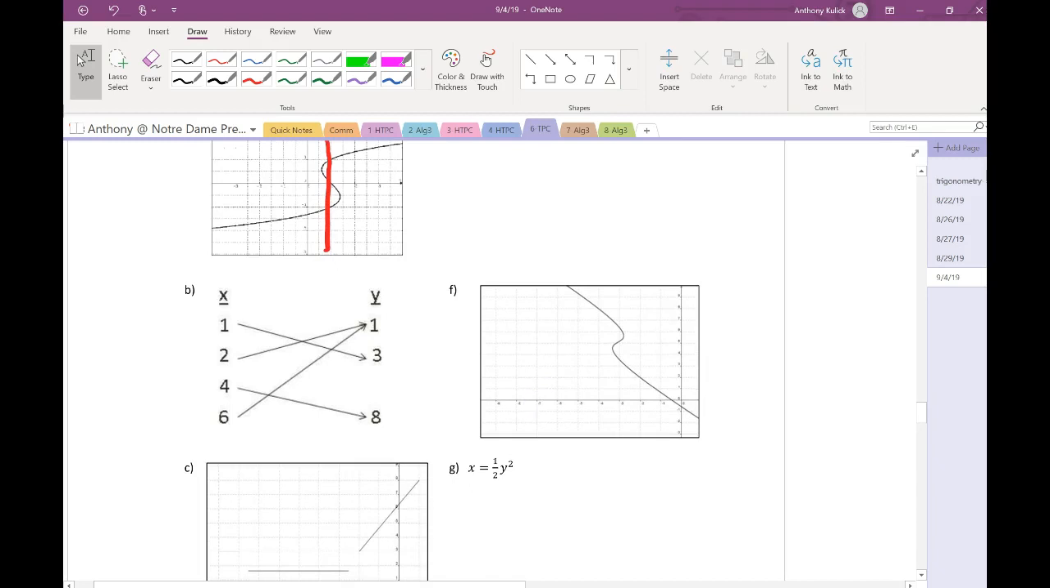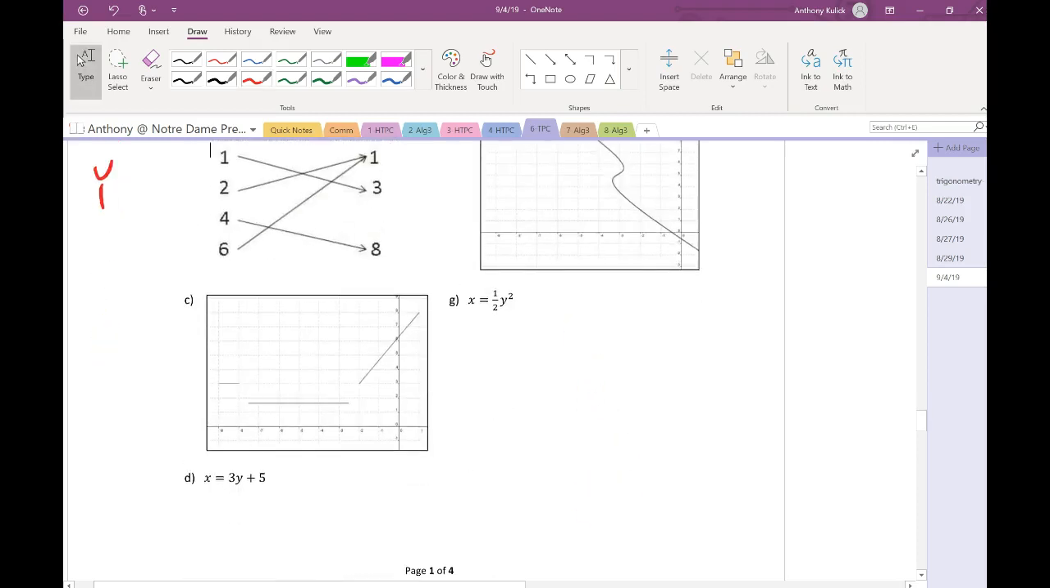If I look at part B, does this mapping diagram represent a function? Yes. Good. That's correct. What explanation would I give? Each of the x's has exactly one y. So notice 1 goes to only one place, 2 goes only one place, 4 goes to only one place, 6 goes to only one place. That's a perfectly reasonable explanation. Everybody's happy with that?